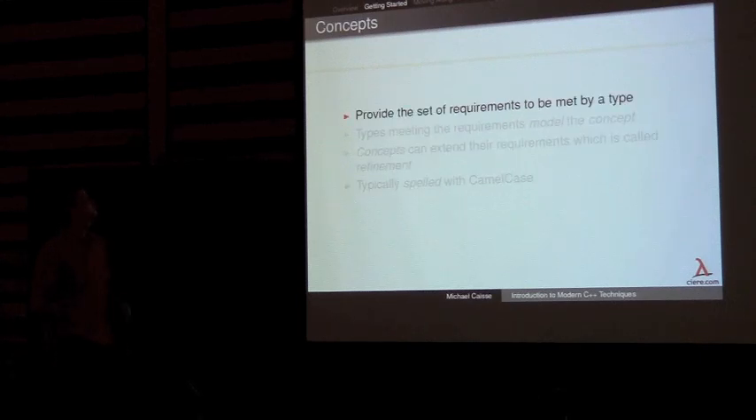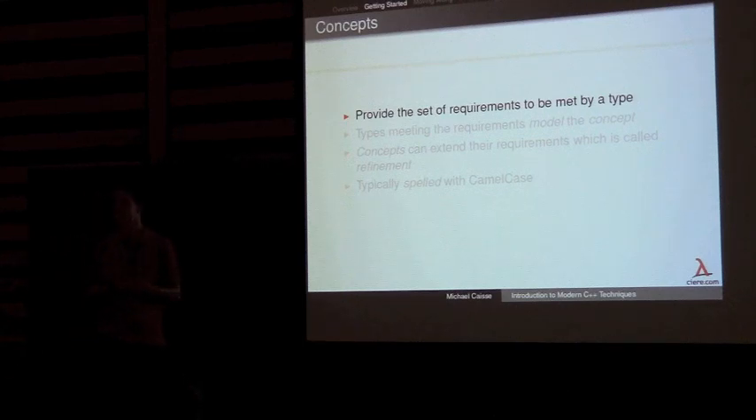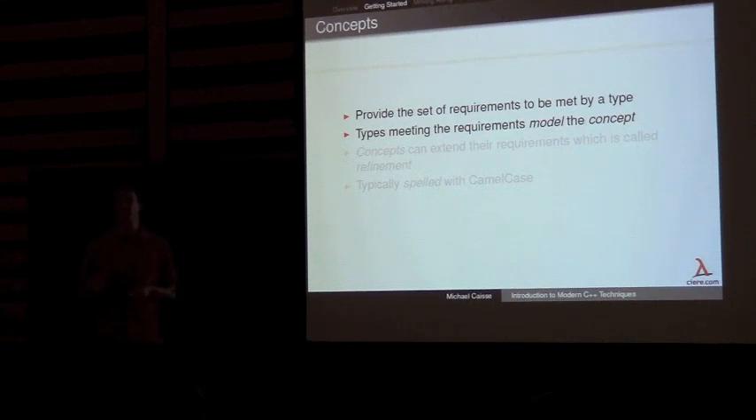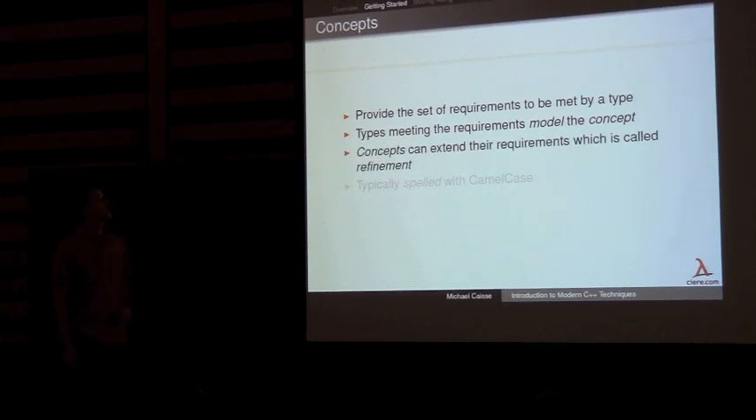Concepts provide a set of requirements that have to be met by a type. Types that meet the requirements are said to model the concept. So if I have a type Foo, and it had a get and a release, then it would be a model of the concept that I need in order to use my helper. Concepts can extend their requirements. That's called refinement. They're typically spelt with camel case. So if you're looking through documentation, when you see camel case stuff, that's a concept.